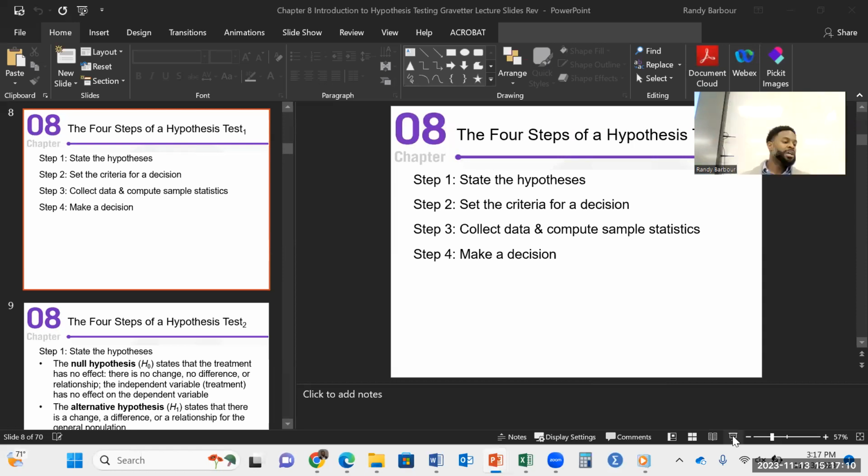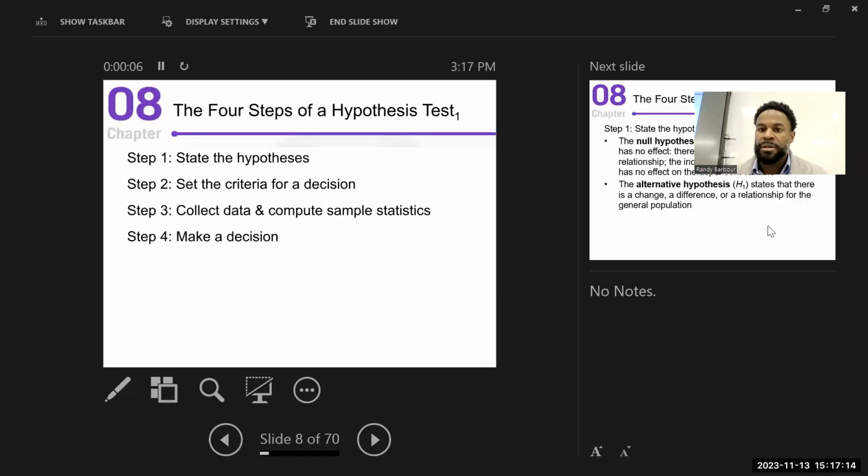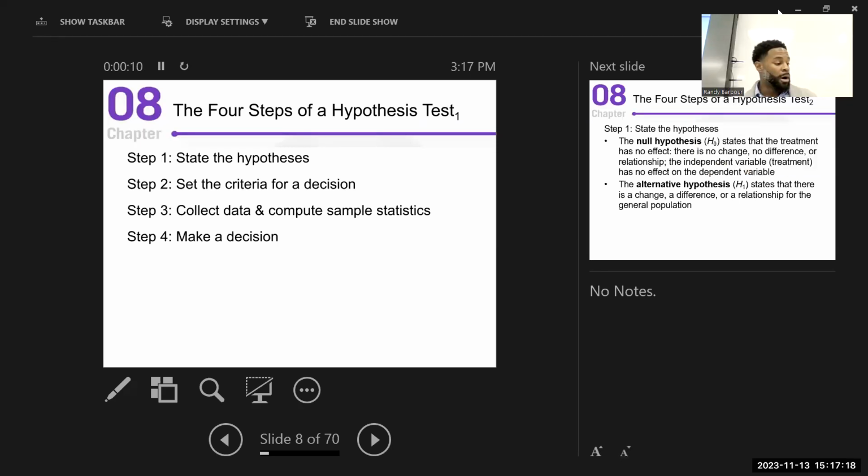Right. So if you can recall, the 4 steps of hypothesis testing, that was on the exam. So 4 steps of hypothesis testing. First step is state your hypothesis. I'm going to take you through an example and how it's all written down and worked out.